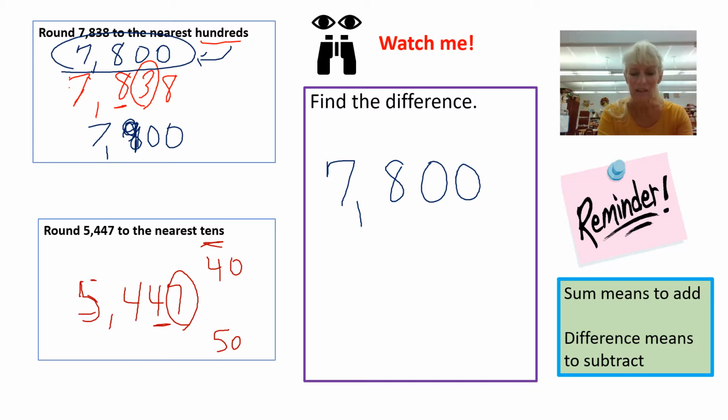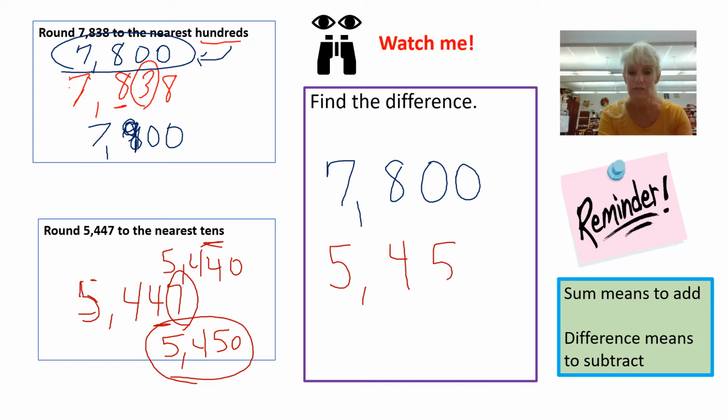But I can't leave out all the other stuff, so I'm going to go ahead and put that in there. This would be 5,450. This would be 5,440. I have to decide which it is closest to. And I see 47 at the end, and that's only 3 away from 50. So I'm going to put 5,450.